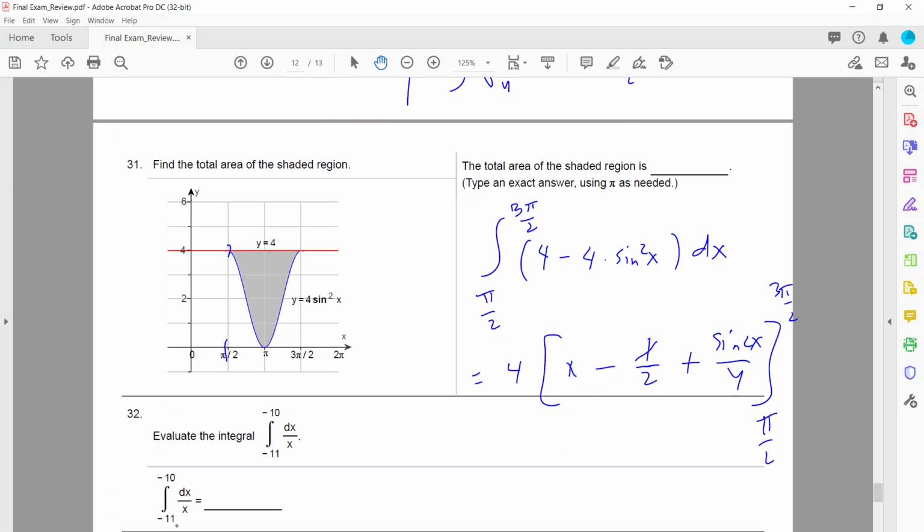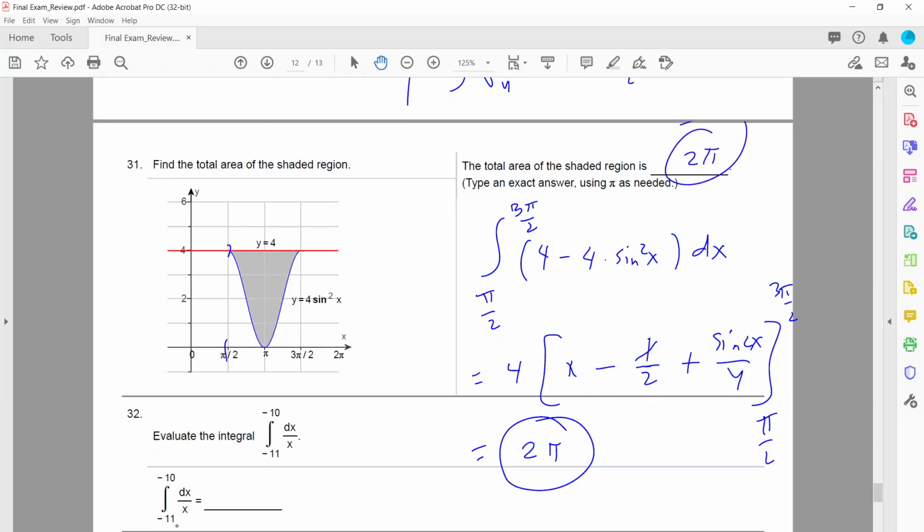The only thing is you have to plug here 3 pi over 2, 3 pi over 2 minus pi over 2, and again pi over 2. If you just put this limit of integration here, eventually you are going to get 2 pi as your answer. So the area of this part is 2 pi.